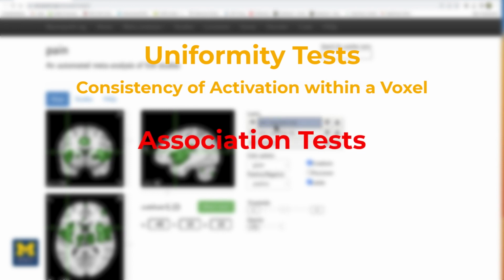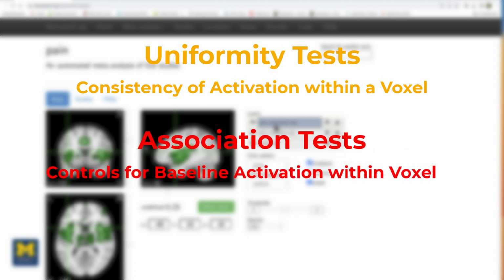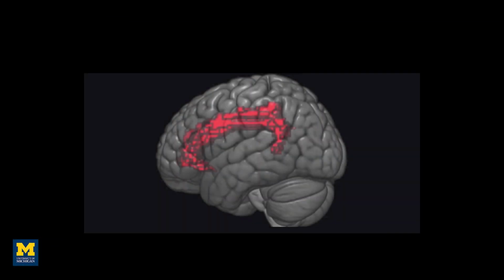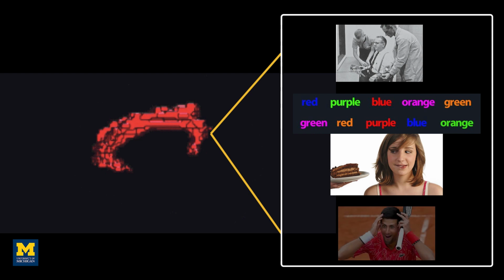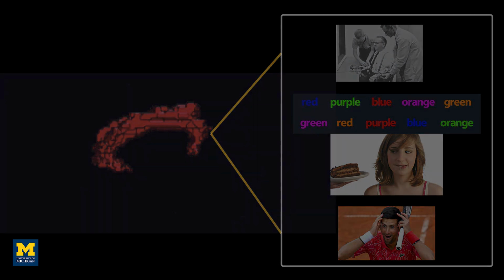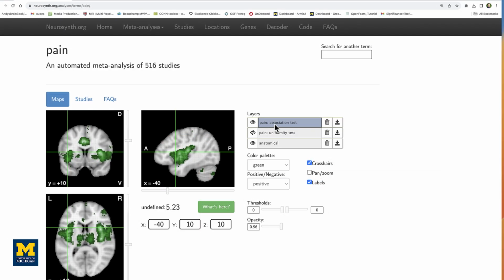Association tests, on the other hand, control for whether a given voxel or region is activated across a range of different terms. For example, many studies report activity within the dorsal anterior cingulate, not just in response to pain, but also in response to conflict, cognitive control, surprise, and other phenomena. Consequently, the association map for a given term will display voxels that show more consistent activation for studies using that term compared to studies that do not.